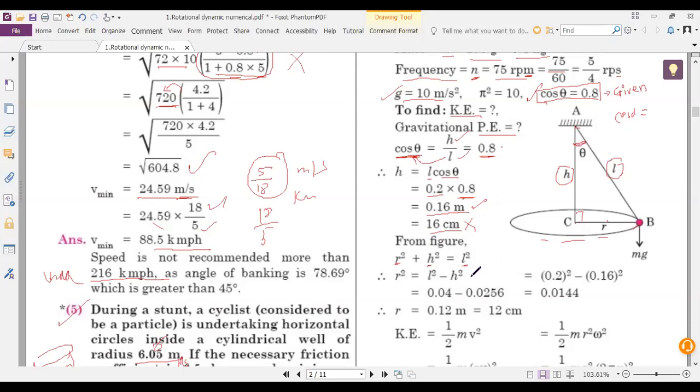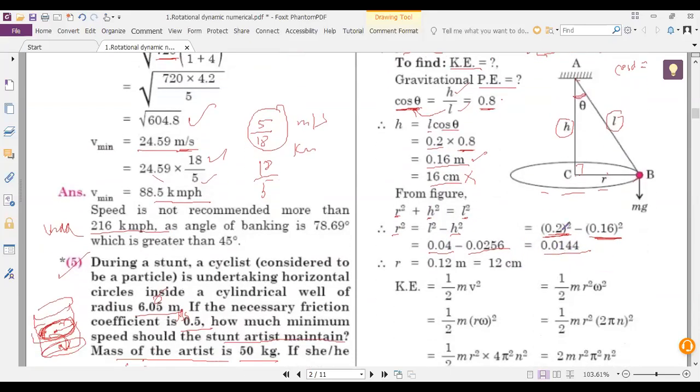Take this H to the right-hand side. What are we getting? R square is equal to L square minus H square. Correct? Now we have L square. What is L? Already given. 0.2 is given, but the square will be 0.04. What is H? Is given, 0.16. Correct? Now apply square. What are we getting? 0.0256 minus it. What are we getting? 0.0144.